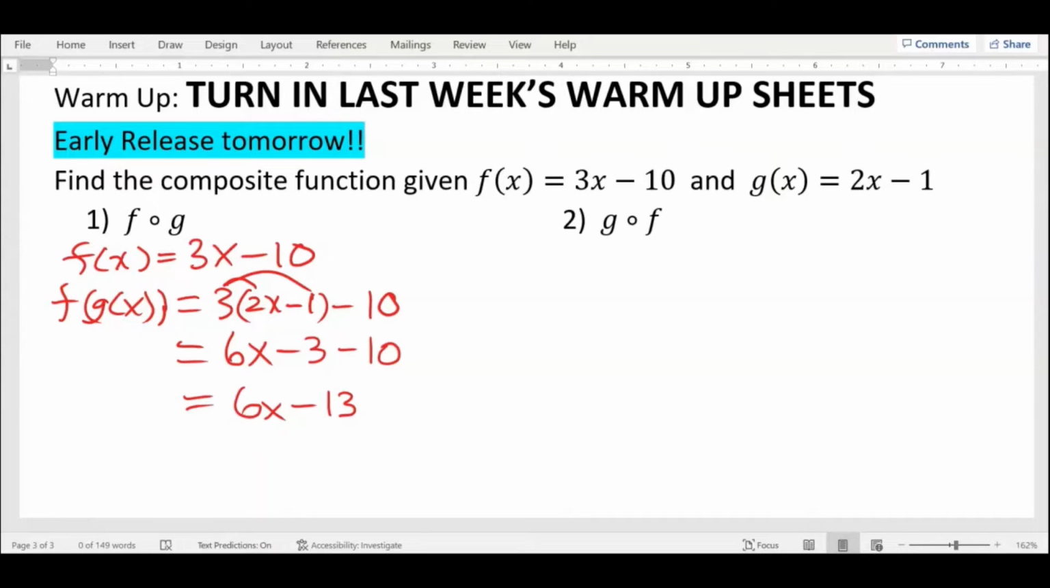So 6x minus 13, and in front of it I can put f composition g. So f of g is 6x minus 13. We did it! How did we do it? We wrote down the first function, we erased the x, we plugged in g of x, we simplified. We did all that on the notes Thursday, we did it just now, and if we can do f of g, we can do g of f.